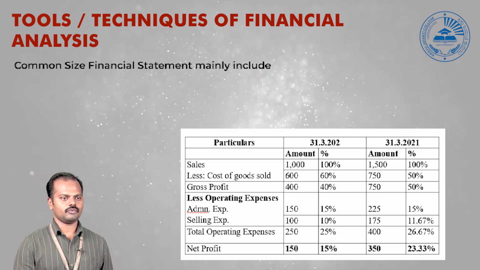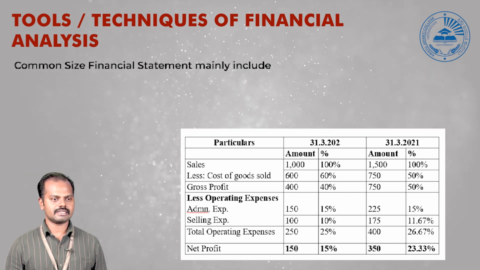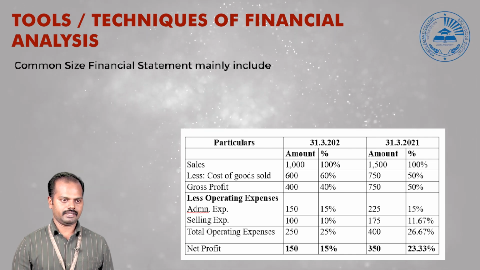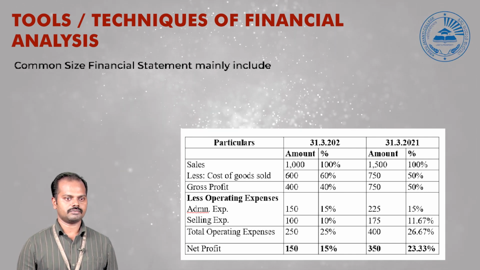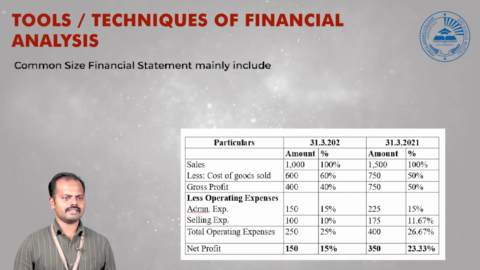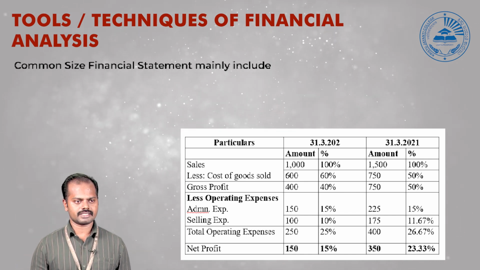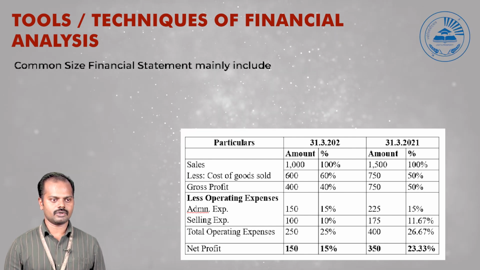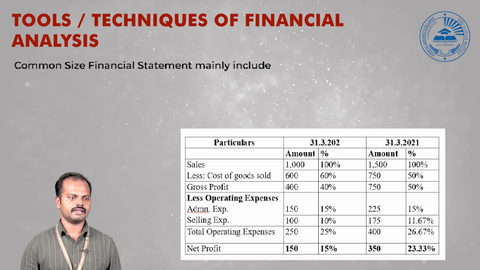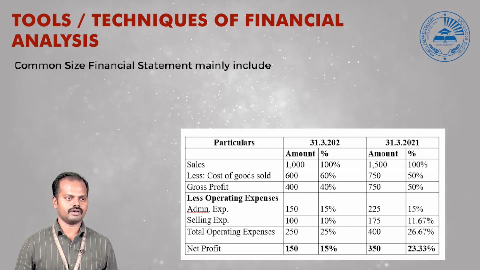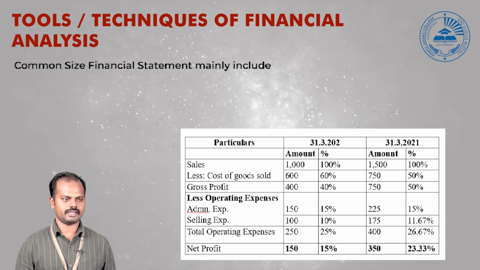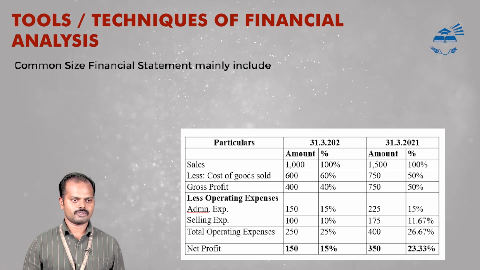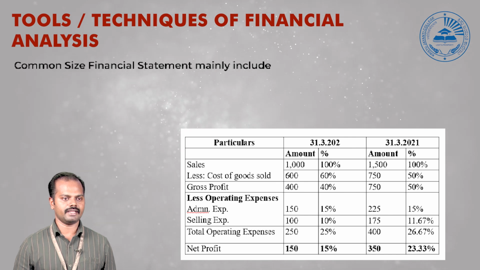So previously we were comparing one year with another year, but in this common size statement, within a particular year, for example 2020, sales is taken as 100% and based on that the remaining items are calculated. For example, cost of goods sold 600, that means 60% of 1000, so that is 60%, and gross profit also 40% of 1000, that's the sales. So here we take sales as the base.